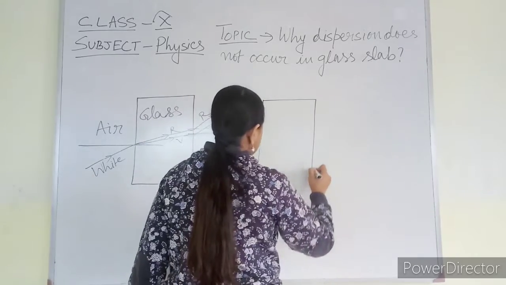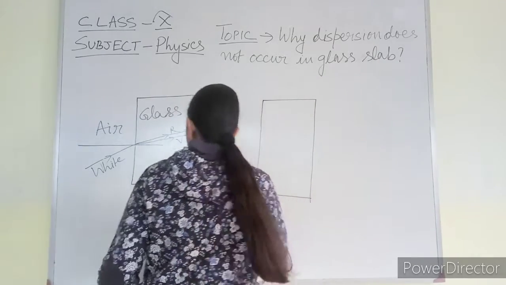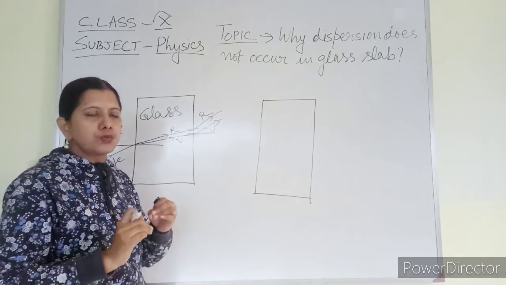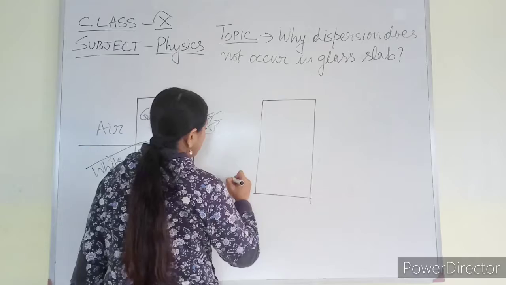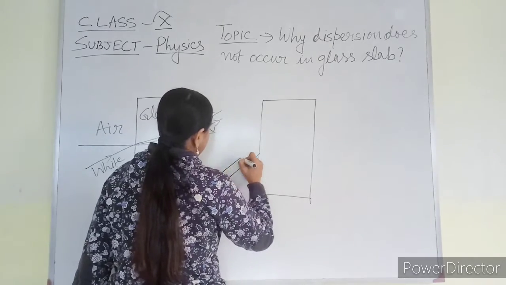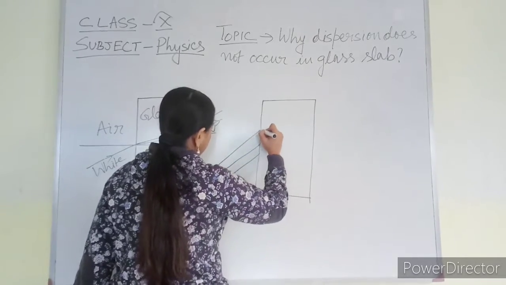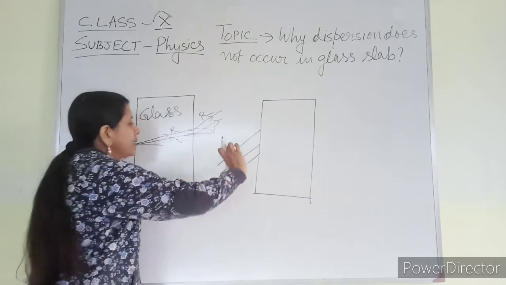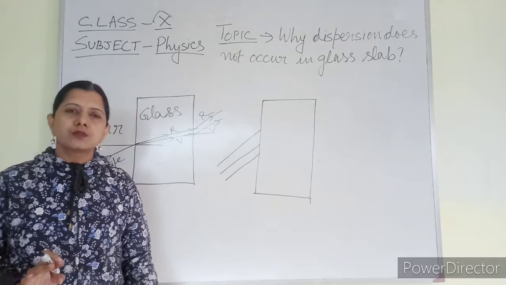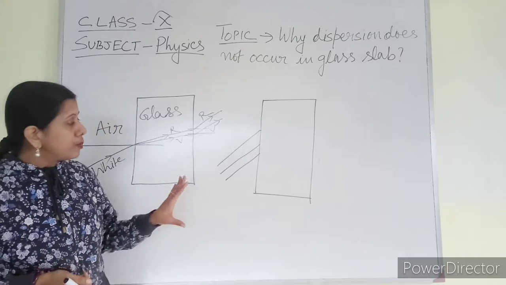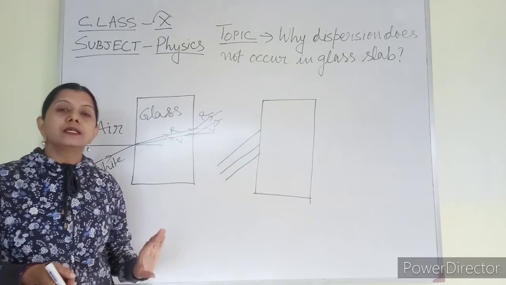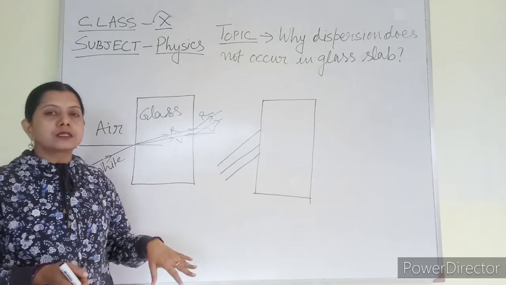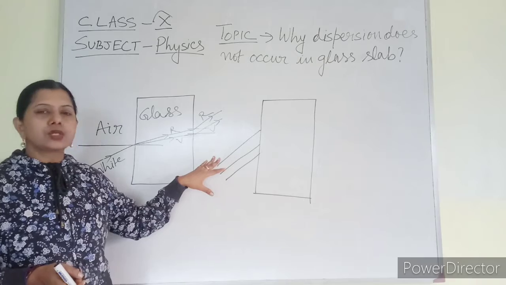So this is the glass slab I am drawing. This white light can be divided into small bundles. So one white ray, another white ray, another white ray. In this way I can draw the white rays. Actually the distance between them is very small. Only using a microscope can the separation of these rays be seen. But for making you understand, I am drawing the separation like this.